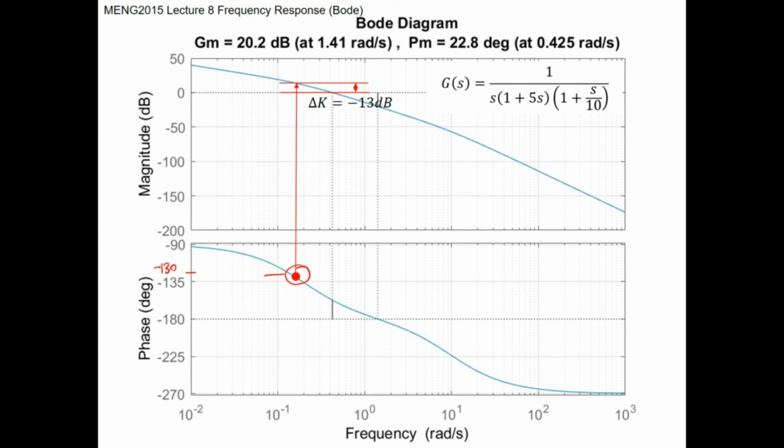Why minus 130 again? Because minus 130 gives me a phase margin of 50 degrees. And we said a phase margin of 50 degrees gives the damping ratio of 0.48, and that's what the question asked me to provide. That's my performance criteria. So we're looking for this phase margin of 50 degrees. 180 minus 180 plus 50 is minus 130. So this is the frequency at which minus 130 occurs.